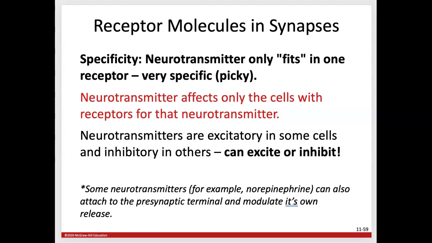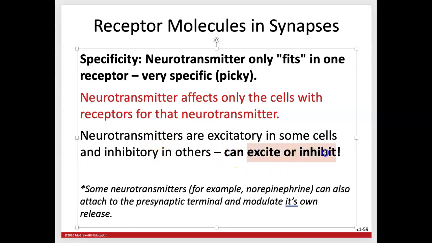So neurotransmitters can be excitatory in some cells and inhibitory in other cells. That means neurotransmitters can either excite or inhibit. They can either cause something to happen or inhibit something from happening. Some neurotransmitters, for example norepinephrine, can also attach to the presynaptic terminal and modulate their own release. So it's basically a built-in negative feedback system.